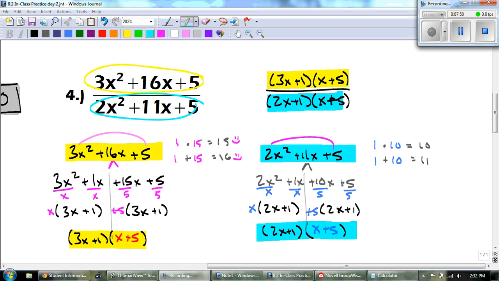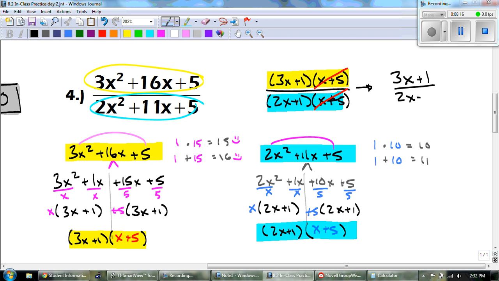Okay, so when I was all done, I got 2x plus 1 and x plus 5, and I already wrote that as the denominator for my next part. And now I realize that the x plus 5 and the x plus 5 cancel, and what we're left with is 3x plus 1 over 2x plus 1. And there's nothing I can really do from there, so that's my final answer.